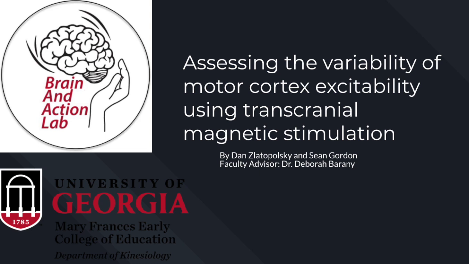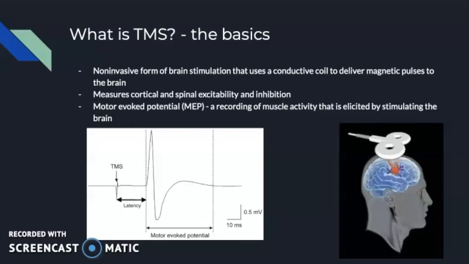This is our presentation on assessing the variability of motor cortex excitability using transcranial magnetic stimulation. You may be wondering, what is TMS? Well, TMS is a non-invasive form of brain stimulation that uses a conductive coil to deliver magnetic pulses to the brain. It helps us measure cortical and spinal excitability.